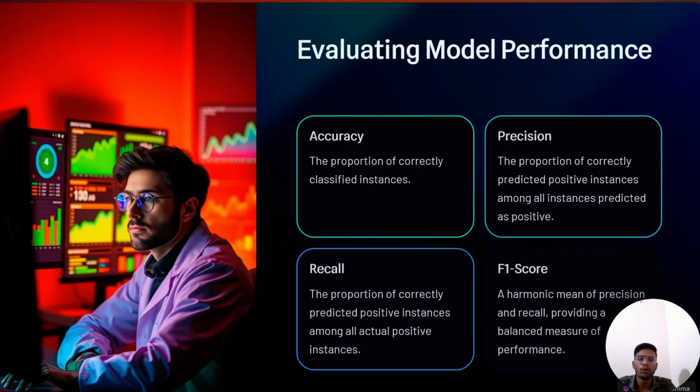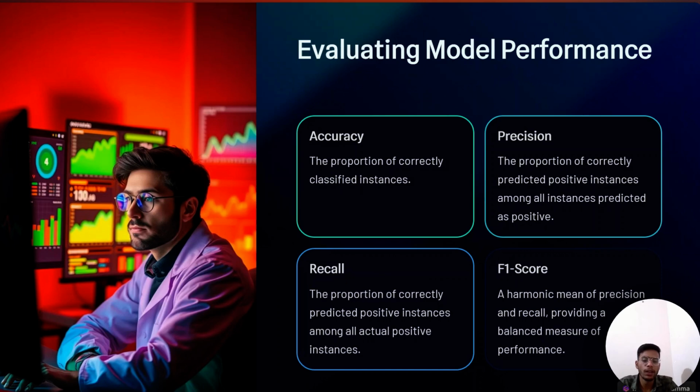Next, we have evaluating model performance. In evaluating model performance, we have accuracy, precision, recall, F1 score. First is accuracy, the proportion of correctly classified instances. Second, we have precision, the proportion of correctly predicted positive instances among all instances predicted as positive. Next, we have recall, the proportion of correctly predicted positive instances among all actual positive instances.